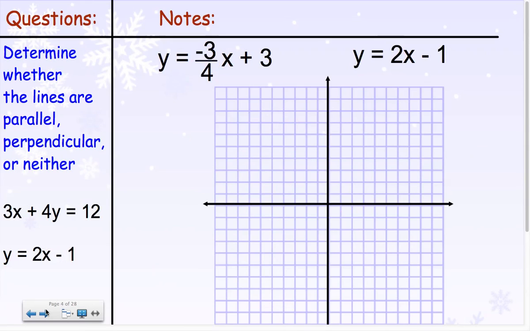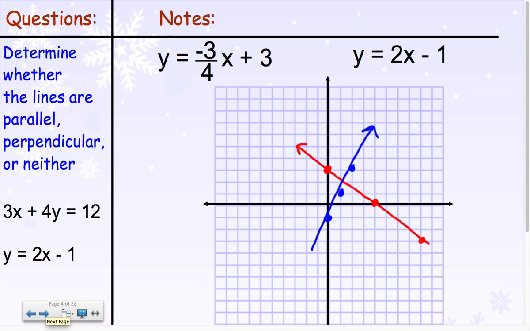Alright, for this one, they're both in slope-intercept form, so I can graph them again. Put my first dot at 3, rise negative 3, run 4, rise negative 3, run 4. Connect it with a line. And then put my first dot at negative 1, rise 2, run 1, rise 2, run 1.